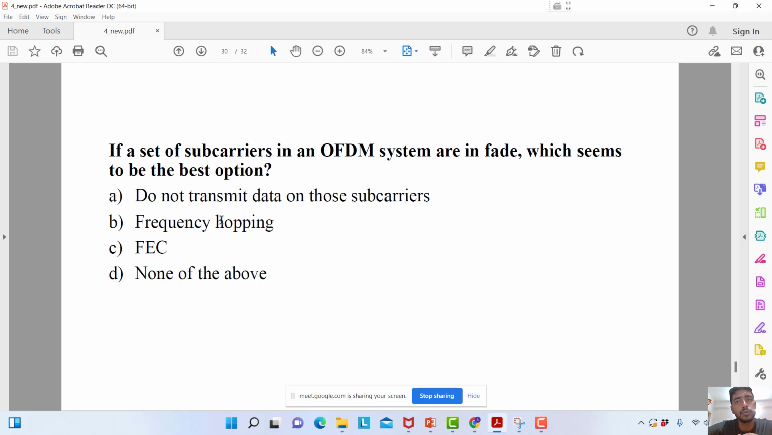Frequency hopping is mainly used in the GSM system. This is the last question for today's session.